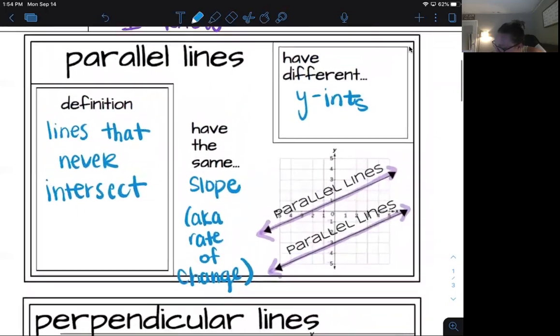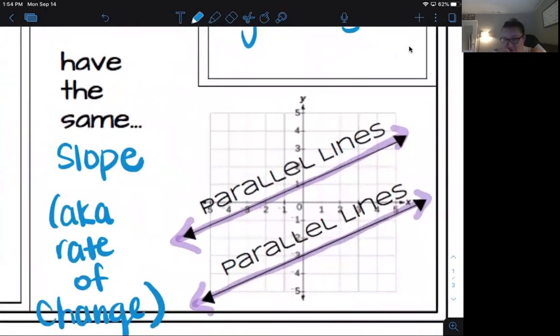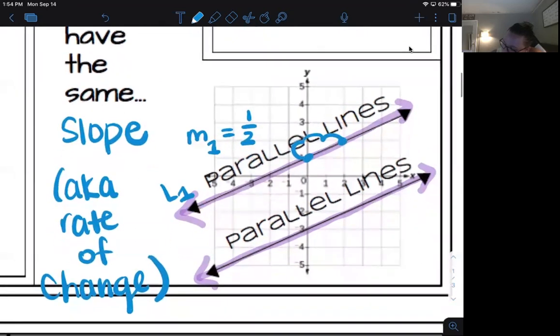If we look at these two lines, let's see if we can find the slope real quick. For line 1, I'm going to use these two points. It looks like we go up 1 over 2. So the slope of line 1 is 1/2. Then for line 2, I'm going to use these two points. It looks like they go up 1 and over 2. So the slope of line 2 is also 1/2. And they're the same, which means those two lines are never going to intersect.